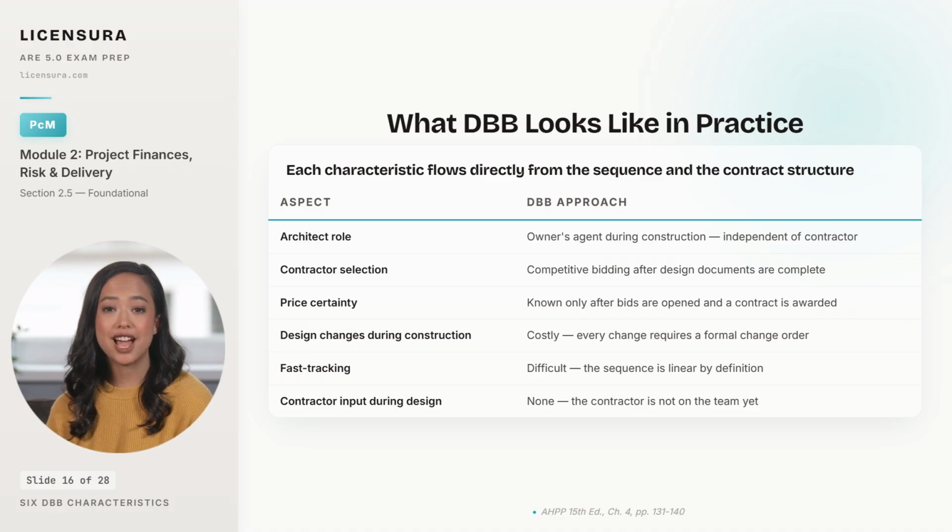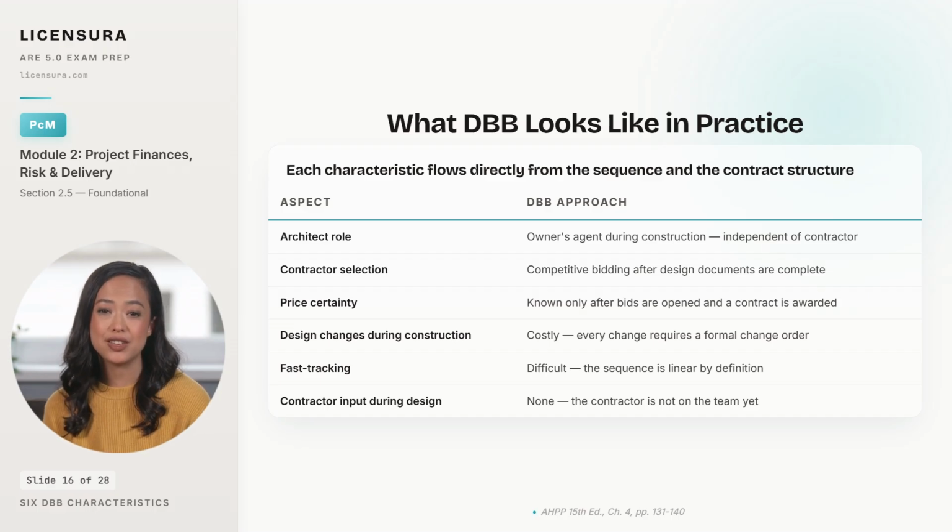The owner commits to design fees and produces complete documents based on an estimate, with no contractual guarantee of construction cost until bids come back. Design changes after construction starts are expensive because every change requires a formal change order, with the contractor entitled to price adjustment and time extension for any work outside the bid documents. Fast tracking is difficult under DBB because the bidding requires complete documents, and partial bids defeat the competitive pricing the method is built around. Contractor input during design is 0, since the contractor isn't selected until design is finished.